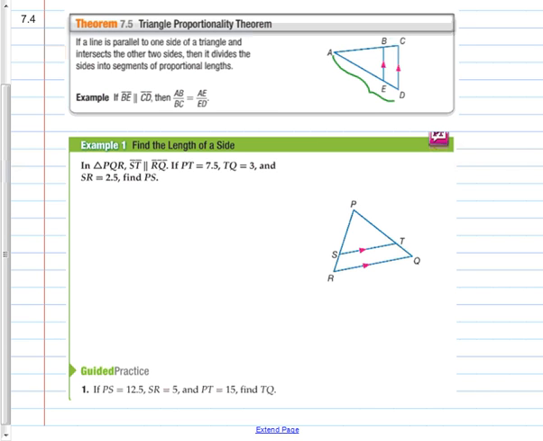proportional parts. But we are going to find from this theorem that if I have a triangle where you have a line parallel to one side, then it divides up the sides into segments of proportional length. This and this, these have the same ratio as AB to BC. All those pieces are proportional to each other. That's what this theorem says.